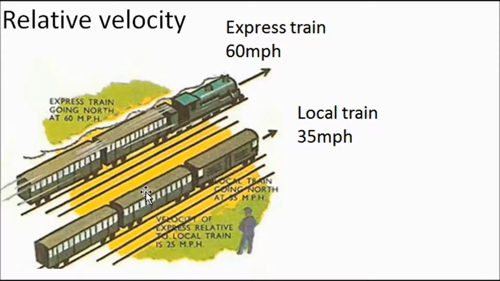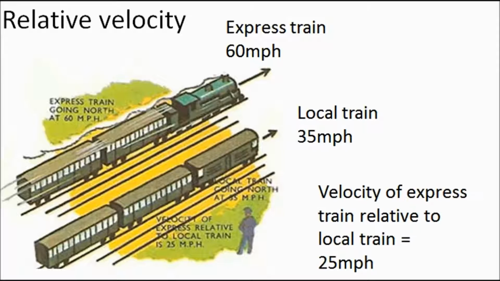Now you're already doing 35 miles per hour. So what you do is you just subtract that from here. That train is going to look like it's doing 25 miles per hour. It's going 25 miles per hour faster than you. So it's going to look like it's doing 25 miles per hour. Okay, so to this guy it looks like it's doing 60. To a passenger on this train, it would look like it's doing 25 miles per hour. And that's relative velocity. It's fairly common sense.